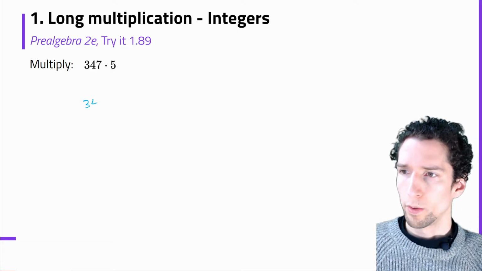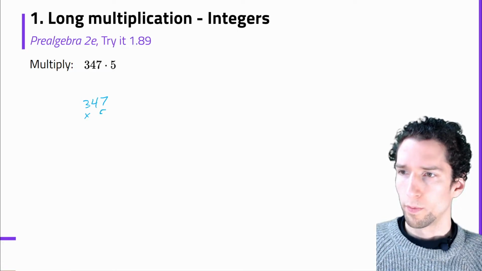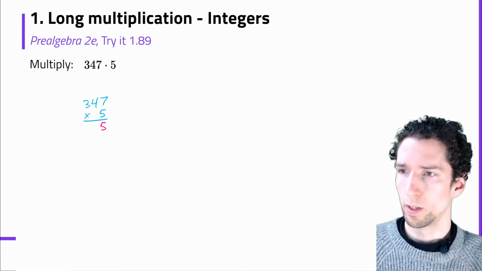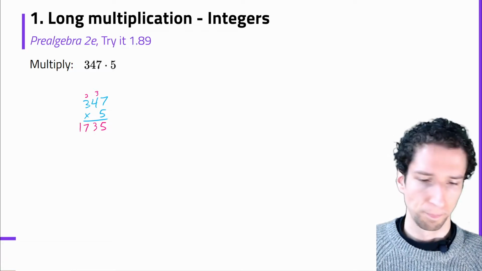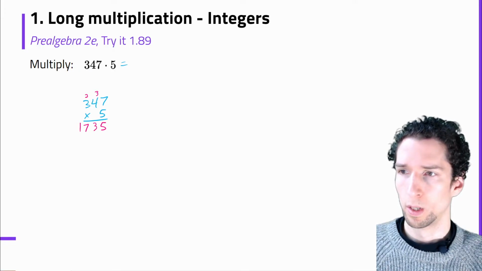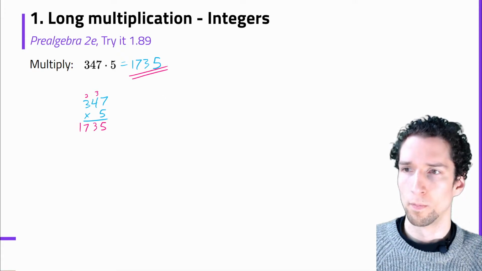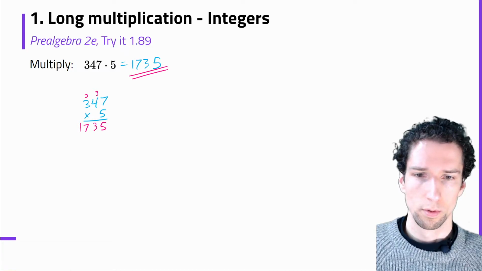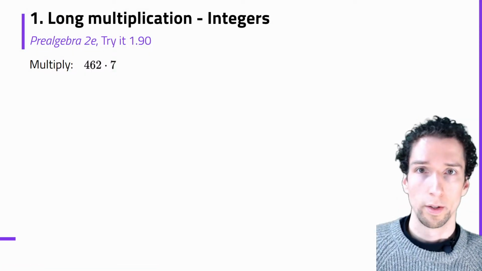All right, 347 times 5, so that's 35, carry the 3, 23, so 3 here, and 2, and 17. Okay, so 1,735 is our answer here. That was my turn. So now, your turn.